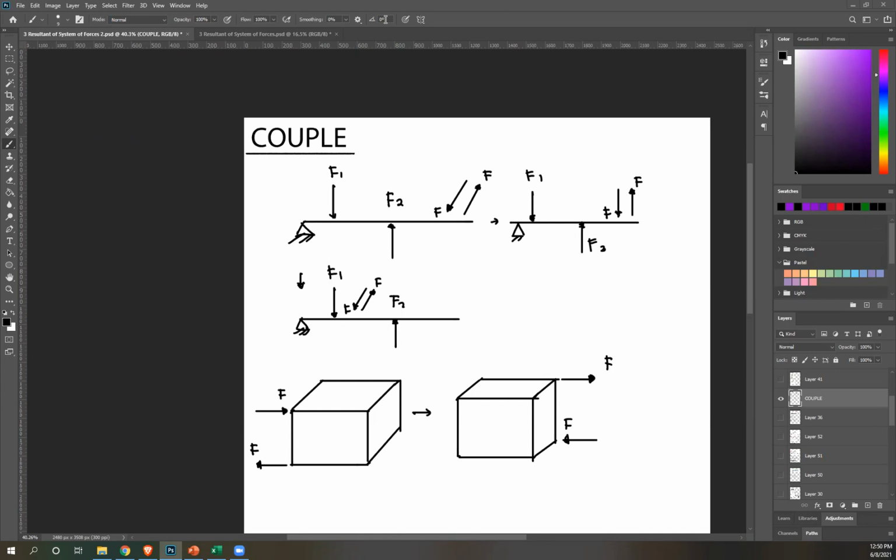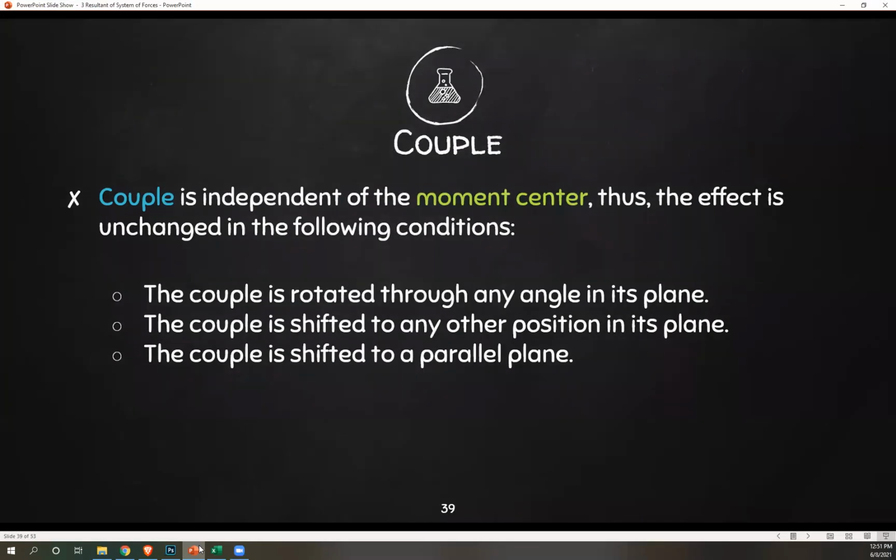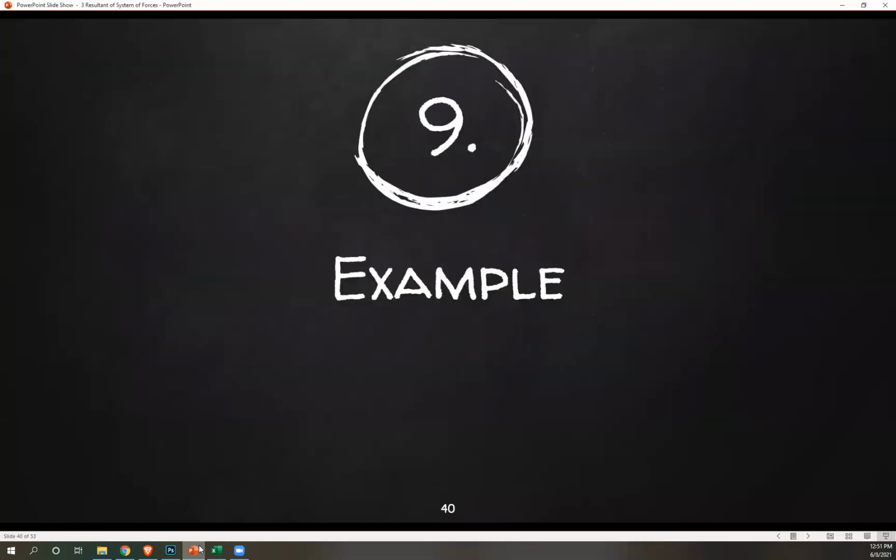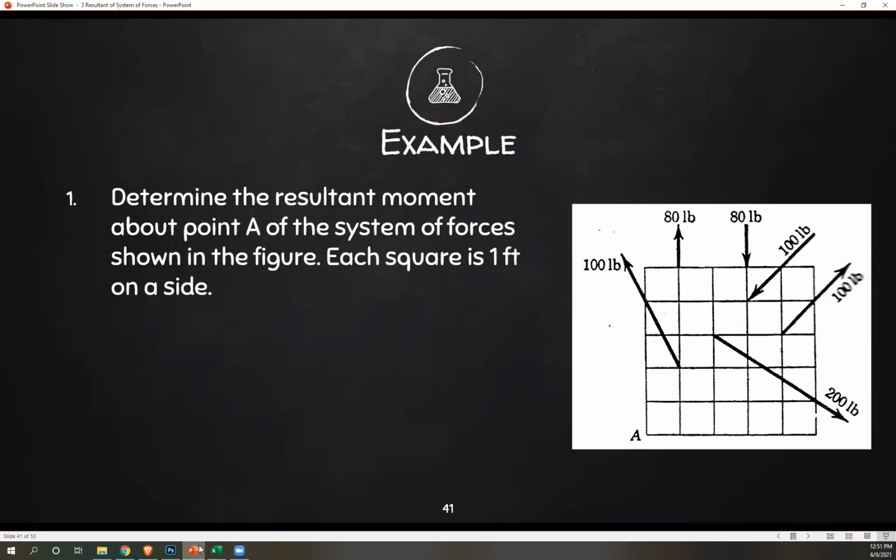Okay, since you don't have any more questions, let's move on to the next. So let's have a few examples to further understand the concept of couple. Okay, let's start number 1. Determine the resultant moment about point A of the system of forces shown in the figure. Each square is 1 feet on a side. So basically, we're just looking for resultant moment. Not resultant of forces, resultant moment. So summation of moment about point A.